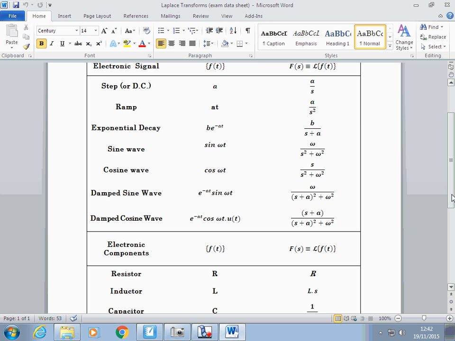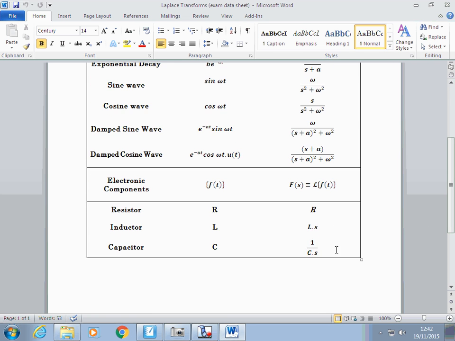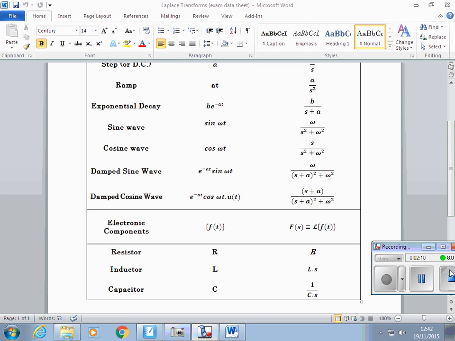And that's what we're going to look at a bit more today. We're going to look at some circuits involving components, resistors, inductors and capacitors, and then put a supply voltage across them and see what sort of output we're going to get.